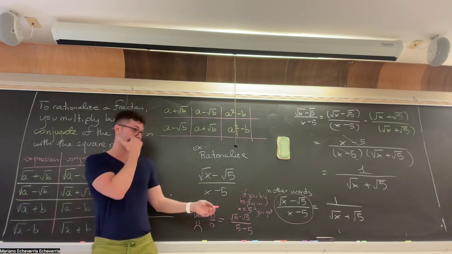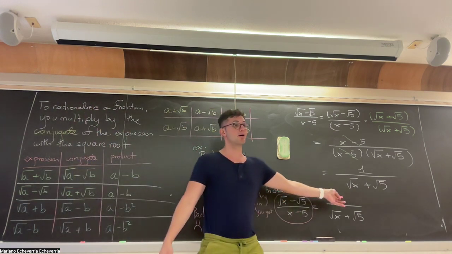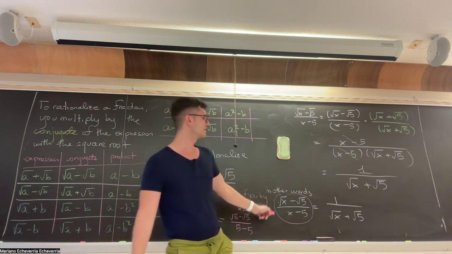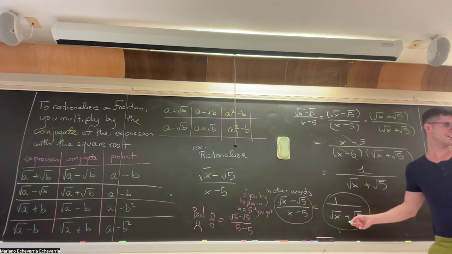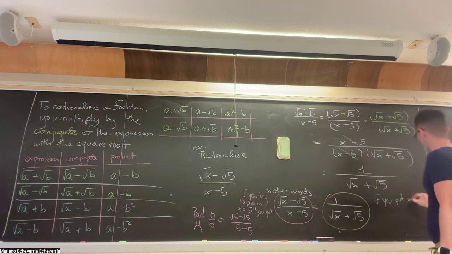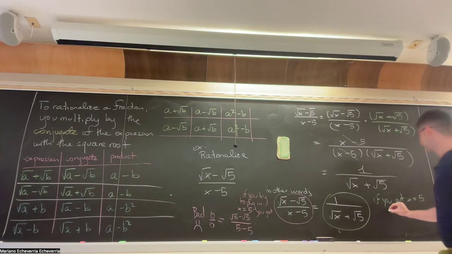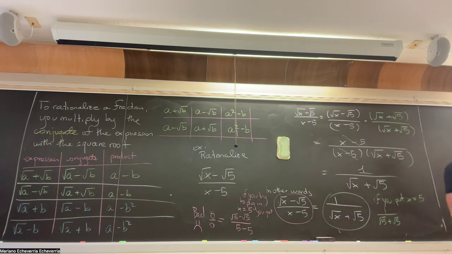So you don't try to give a meaning directly to something that looks like 0 over 0, like if you plug x equals 5 here. But by doing this manipulation, the acrobatics of multiplying by the conjugate and things like that, it is more tame near x equals 5. If you put x equals 5 here, what do you get? You get 1 over root of 5 plus root of 5, which is just 1 over 2 root of 5. There's nothing wrong with that. It's just a number, right?